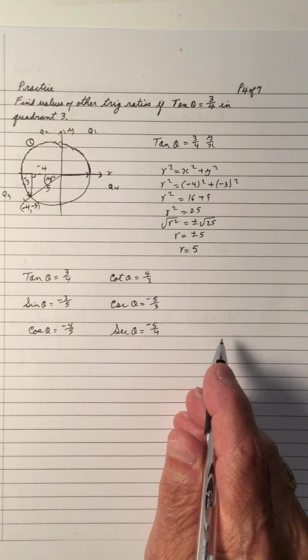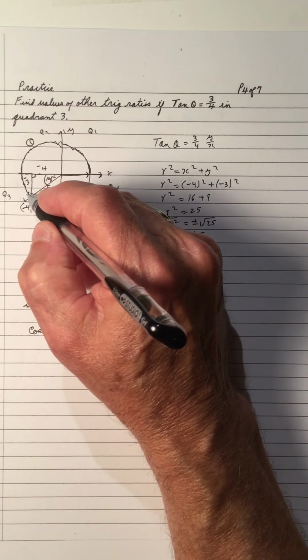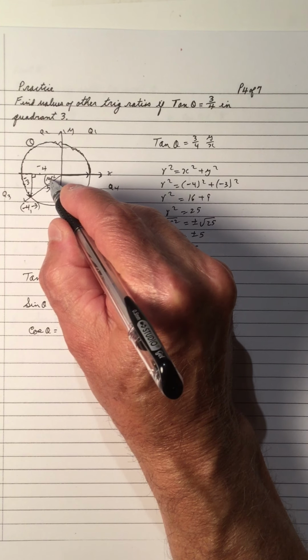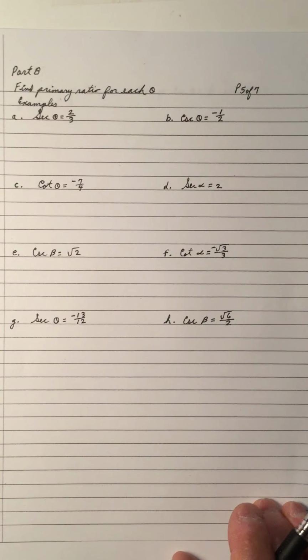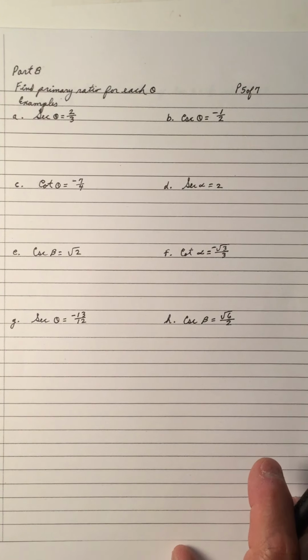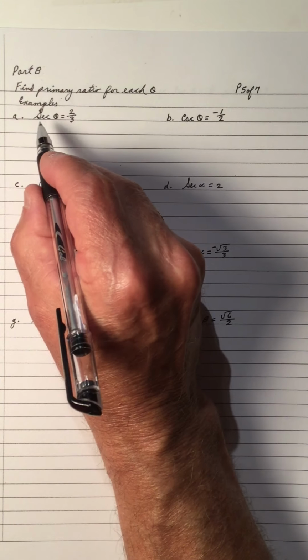And we have them all done. Again, notice the rotation of theta right around, but we work everything out in relation to the reference angle of the right triangle drawn to the x-axis. And let's continue. Now we have part B. Part B is where we're going to do the trig ratios. But before we do that, let's do some examples.